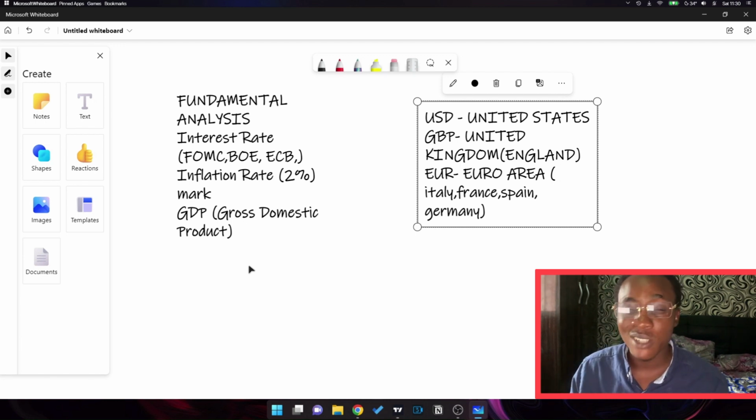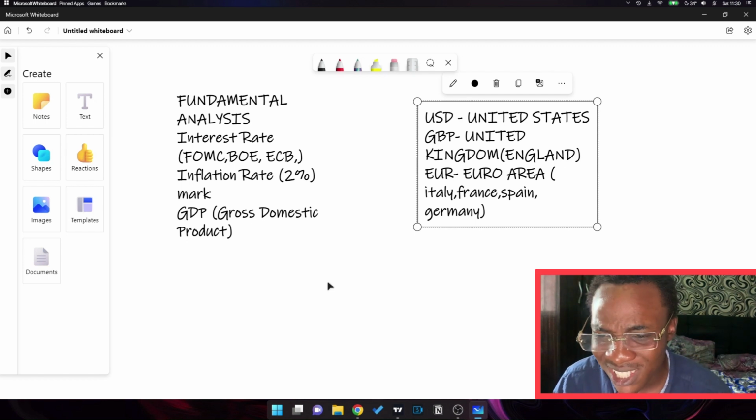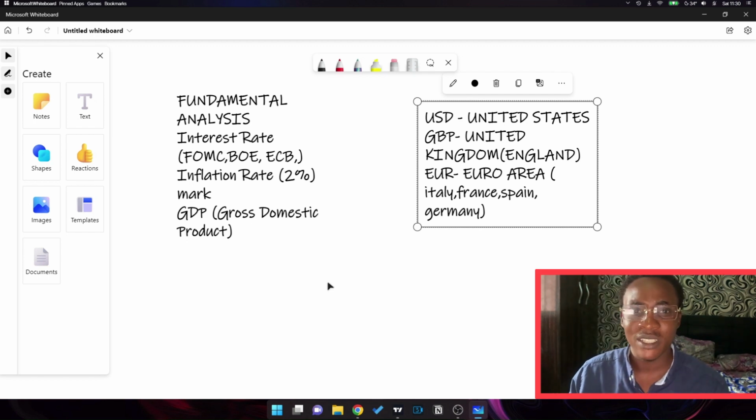We can do that using other factors or indicators, like, as I said initially, inflation rate, the GDP, and all. So right now, what is the inflation rate? Inflation rate is simply the increase in the price of consumer goods, the consumer price increase, right? In developed countries, they have a mark of 2% as their inflation target, or 3%.